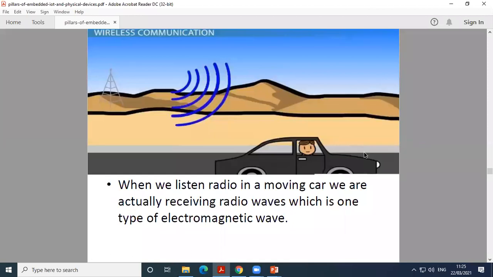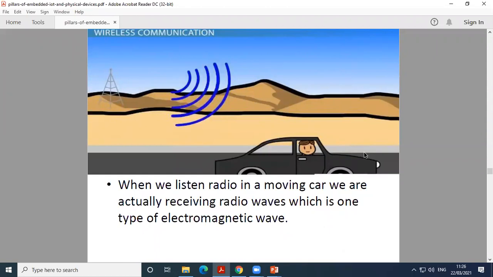Now consider an example of wireless communication. When we listen to a radio in a moving car, we are actually receiving radio waves, which are one type of electromagnetic wave. That means we are receiving the electromagnetic wave, and a device converts those waves into electrical signals. Wireless communication can be achieved through radio frequency, microwave, or infrared.